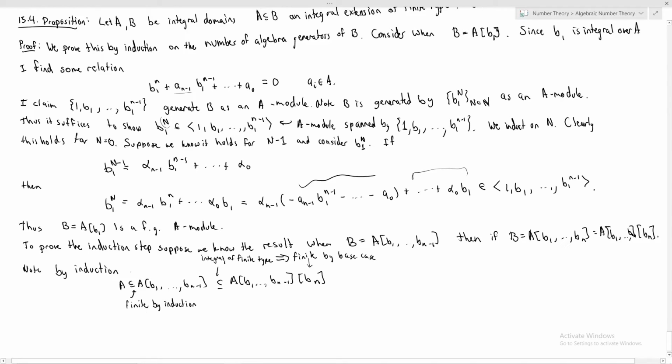Okay, so I've got a finite extension here and a finite extension here, and this is B. So by the transitivity of finite extensions, which is something we proved probably in that same lecture, see lecture 11, B is a finite extension of A.